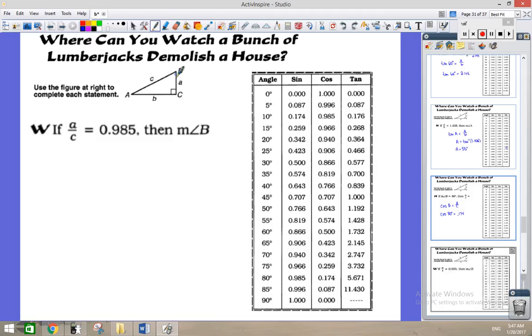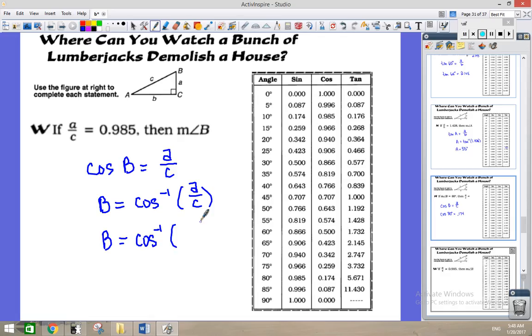So with respect to angle B, A over C is the cosine. So I have the cosine of B is A over C. I could rewrite this equation as angle B is the inverse cosine of this ratio, because that's what it wants, this angle B. So I will use the table and figure out what the inverse cosine of 0.985 is. Come in for the cosine column, look for 0.985, 10 degrees. All right.